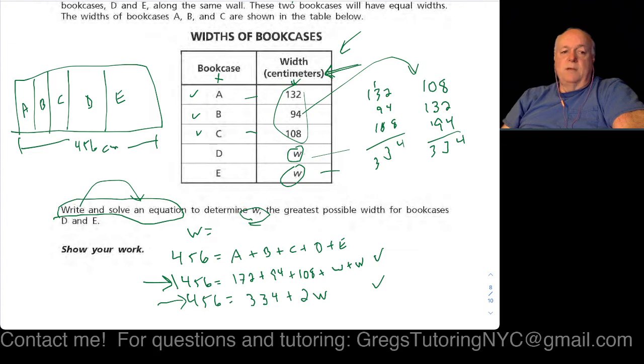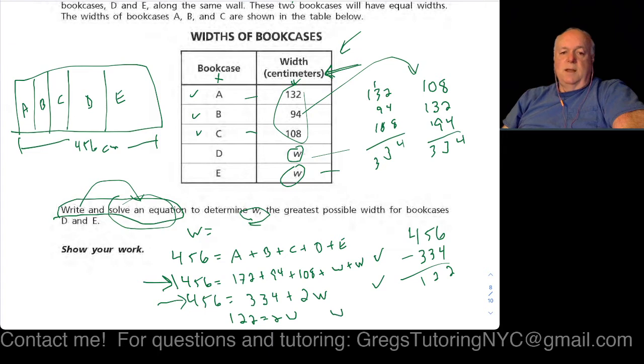Okay, so solve the equation. We have to solve it now too. So that's partially our solution over here. We have to take the 456. We're going to subtract 334 from both sides. Six minus 4 is 2. 5 minus 3 is 2. So we get 122 is equal to 2W. Divide both sides by 2, and we get W is equal to 61, if I did that right.